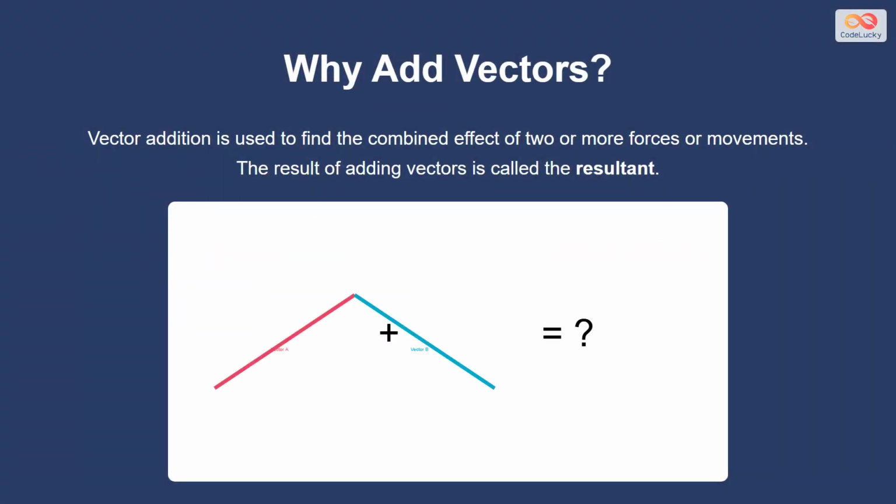Often, we need to understand the combined effect of multiple forces or movements. For example, what happens when you row a boat across a river with a current? Adding vectors helps us find the single resulting path. This result is known as the resultant vector.